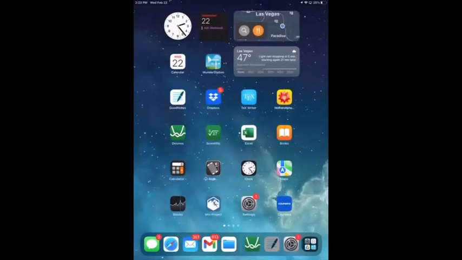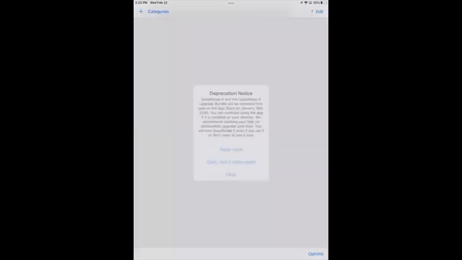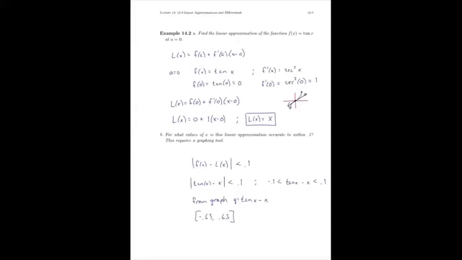Okay, so to get back to our linear approximation, the interval that keeps us within the error tolerance of 0.1 is going to be negative 0.63 to positive 0.63. Okay, and that's what we actually have written down here. So that's a nice way to handle that sort of problem.